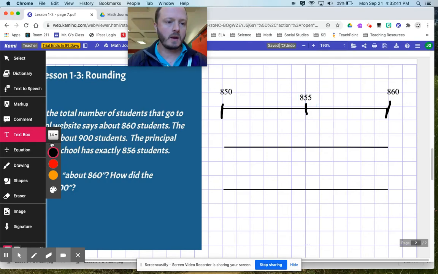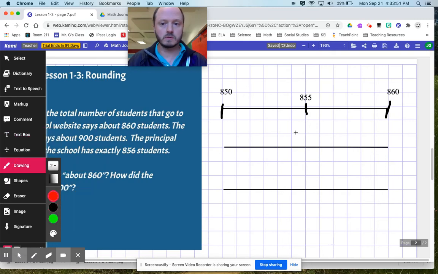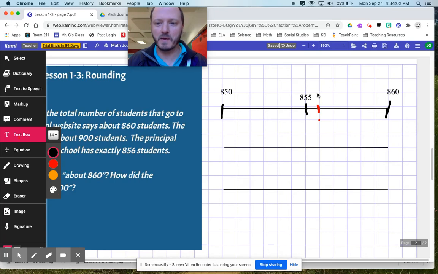Okay, now where exactly is 856 on this number line? Well, it is right about here. Oop, or how about there? There we go. I don't know why that drawing tool is acting funny on me. But anyway, 855, 850, 860. Where does the real number fall?